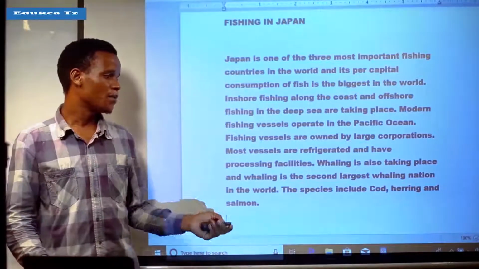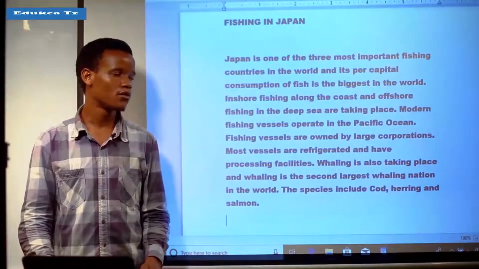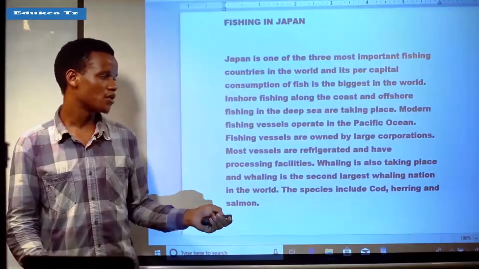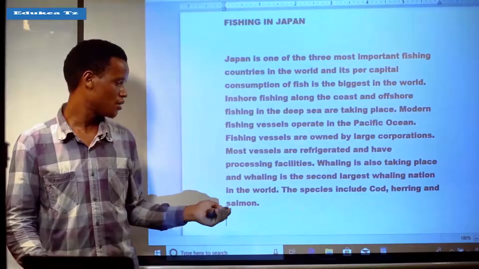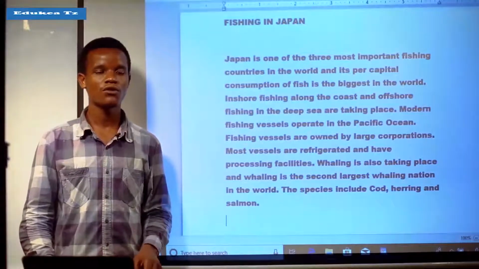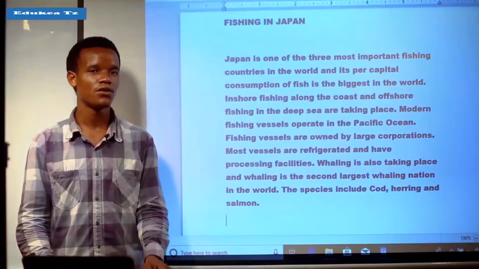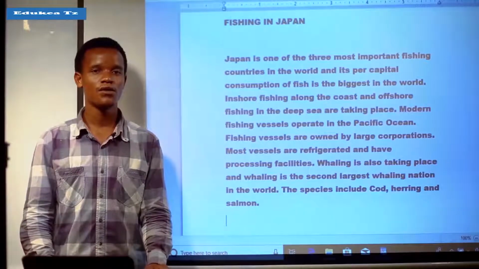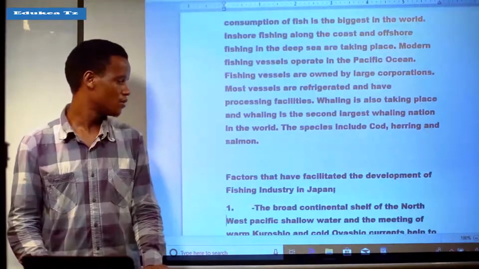So in Japan there are different species found there. For example, there is cod, herring and salmon. Those are examples of species of fish that are found in the country of Japan.